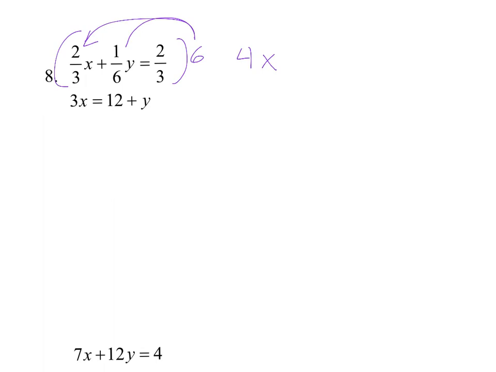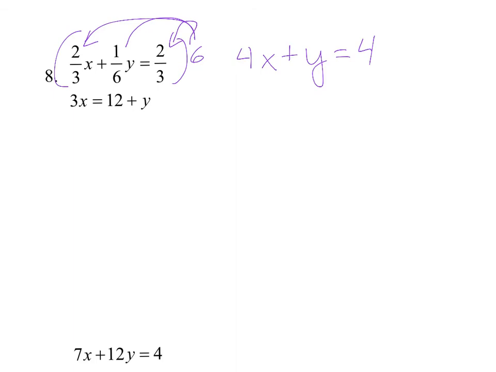When I multiply it by the 1/6, that just becomes a 1, so I have y. Now when I multiply it by the 2/3, I have the same thing that happened with the 4, because again it's 2/3. I'm going to end up with 4. All right, yay, no fractions. Life is so much better.